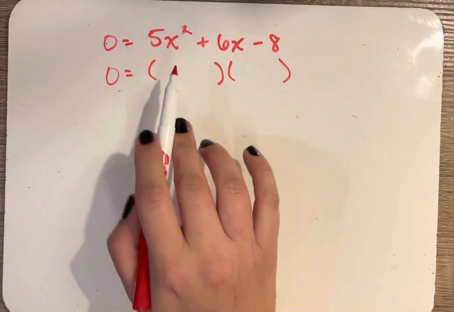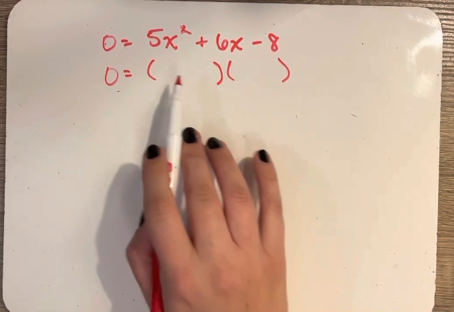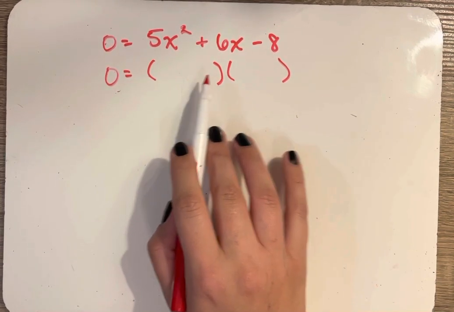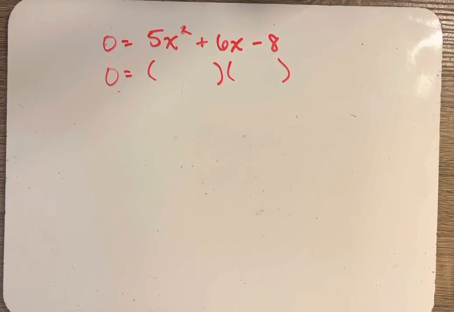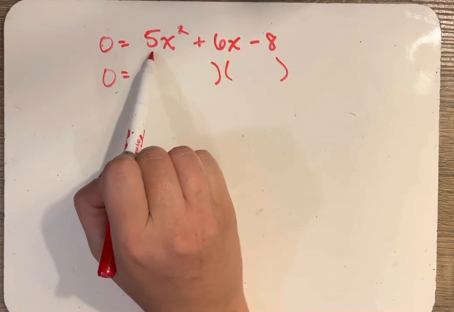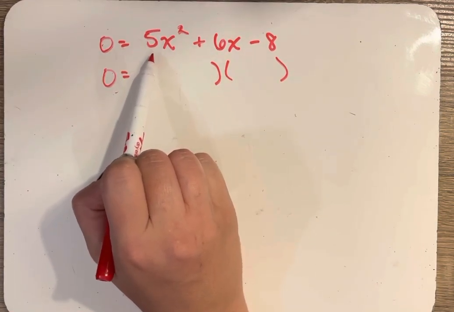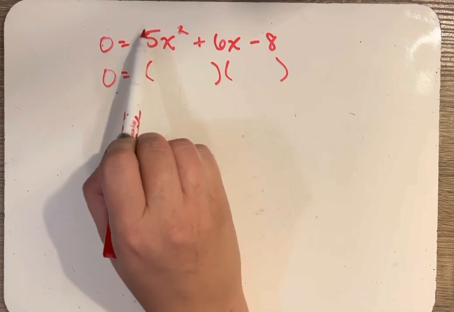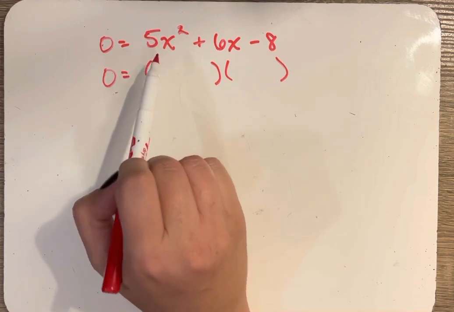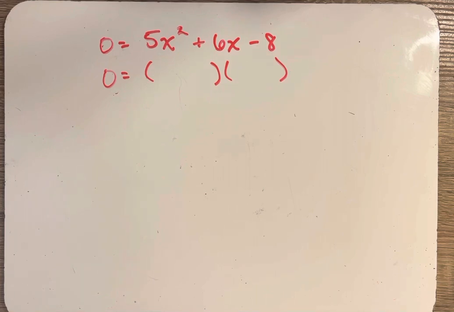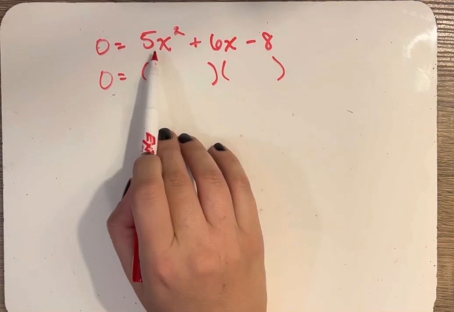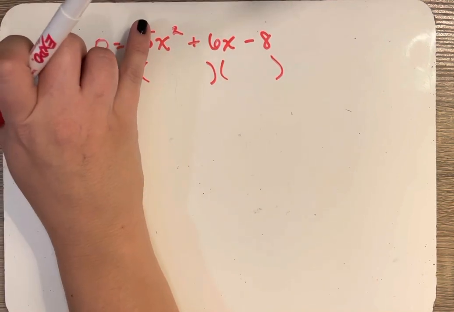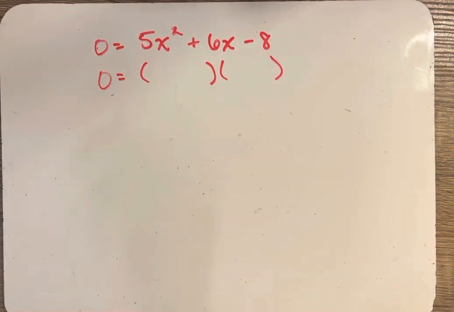So I'm going to factor the trinomial into two binomials. So there will be two terms in this set of parentheses, two terms in this set of parentheses. Now, because the leading coefficient is something other than 1, in this case the leading coefficient is 5, that means that this factoring is going to be a little bit more complicated. It won't be quite as obvious as when I just have x squared without another coefficient there.